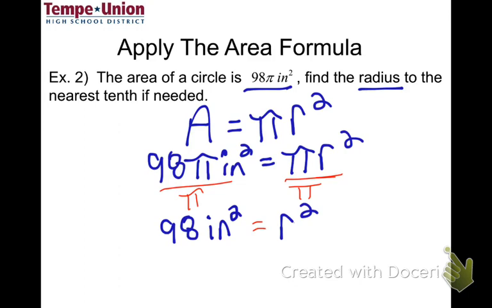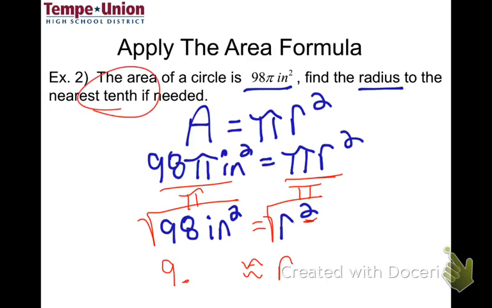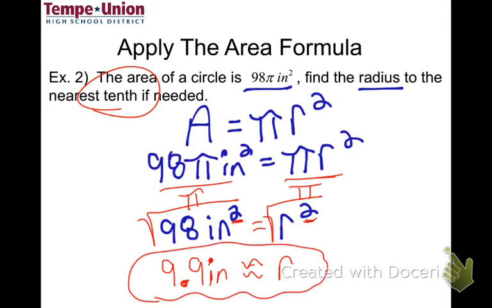Then to solve for r, we have to get rid of the squared, so we take the square root of both sides, and we have r is approximately, because I don't think the square root of 98 is a perfect square. Rounding to the nearest tenth, it would be 9.9 inches. Now notice that was squared, and then we took the square root, so even the units are not squared anymore. That's kind of cool to include the units. All right.